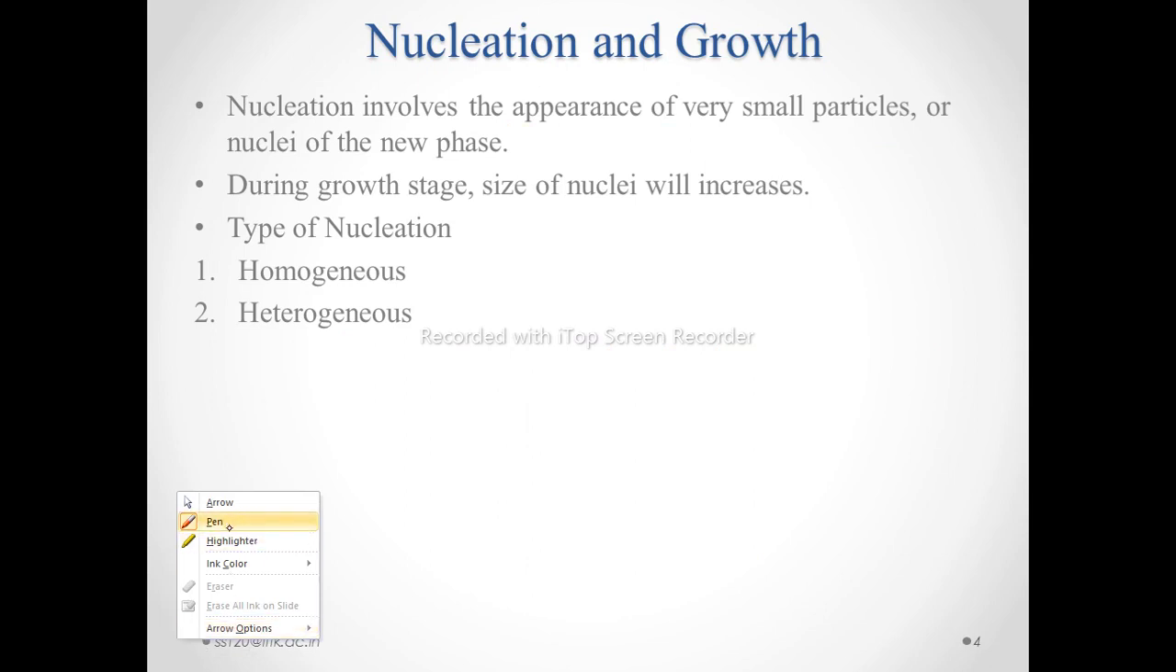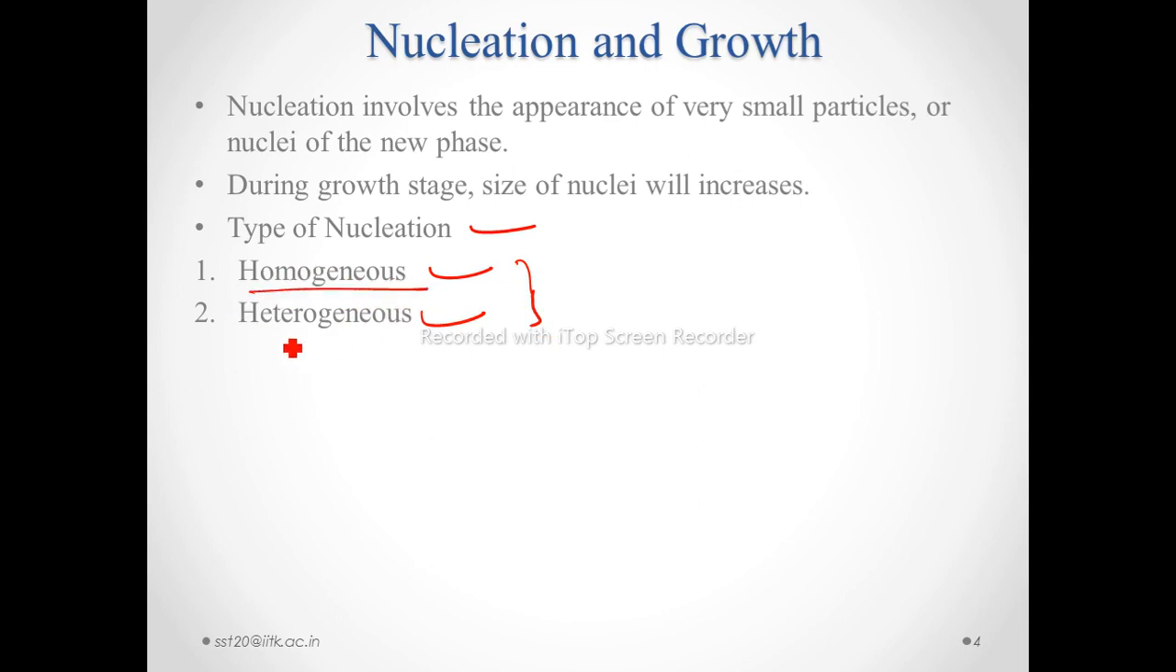Again, we are getting into nucleation. Nucleation can be divided into two parts. There are two types of nucleation: homogeneous nucleation and heterogeneous nucleation. A lot of differences are present between homogeneous and heterogeneous nucleation. In upcoming videos, we will get in-depth knowledge of homogeneous as well as heterogeneous nucleation.